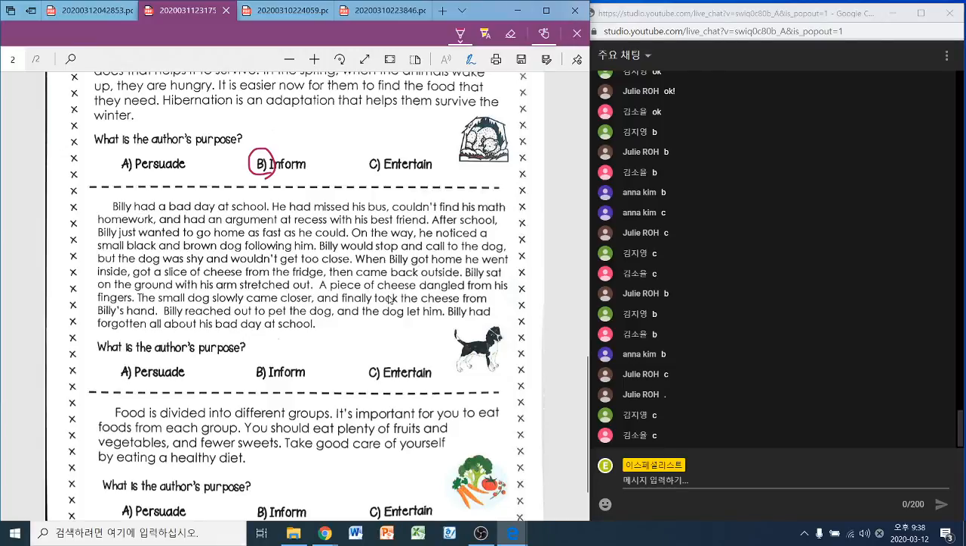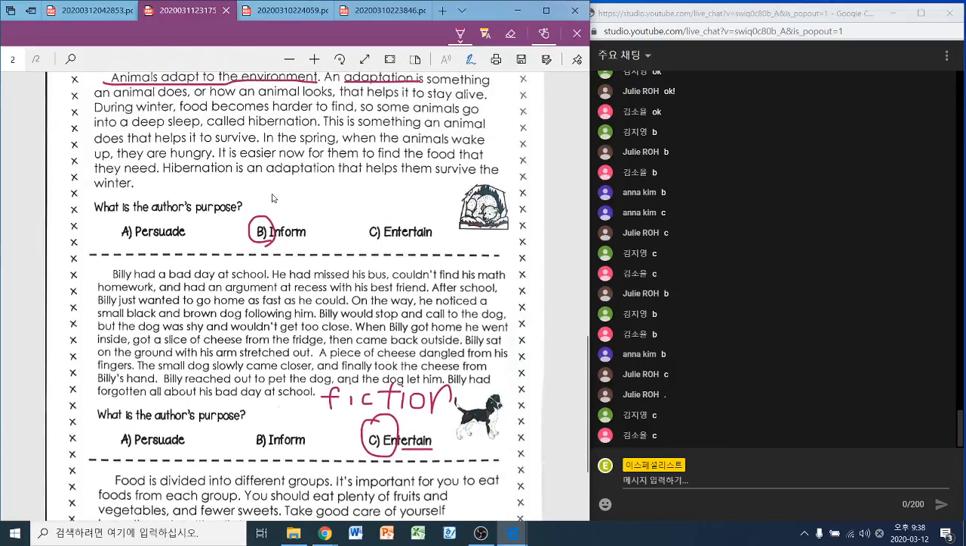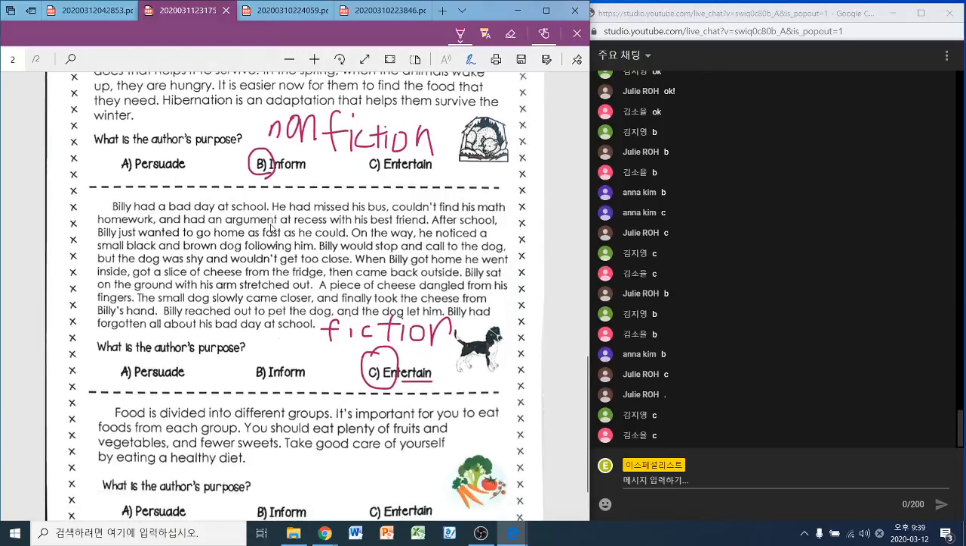Yes, you got it. The answer is what? C. Entertain. This story gives fun to us. Understand? That is a what? Fiction. This story is a fiction. So we feel fun while we are reading this story. But first one was a what? Non-fiction. Okay. It's real, so it gives information to us. It gives only fact, so it's a non-fiction. Do you understand? So it's a inform.